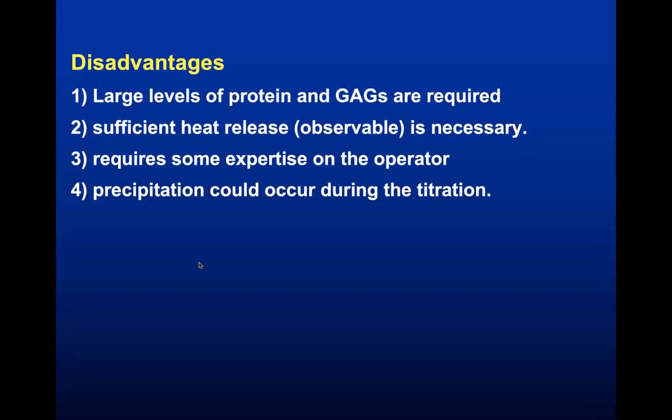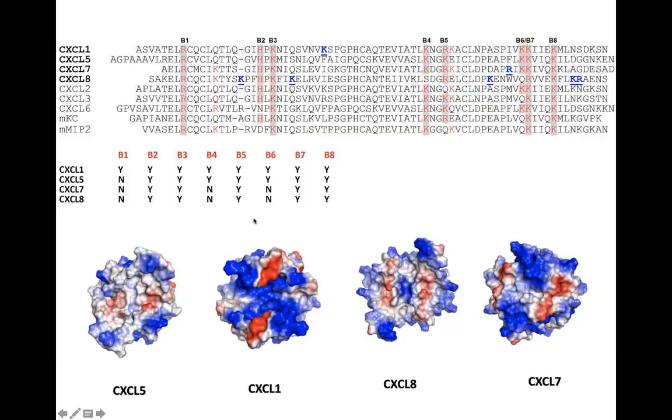We already talked about this. The disadvantages are you do need a lot of protein and GAGs are not cheap, whether you're buying commercially or making them in the lab. Having said that, depending upon the kind of questions you're asking, if the heat release is really high, you need very little protein and GAG. And you do need some expertise. You need to be extremely careful when you're doing the experiment because of precipitation issues and things of that nature. But it's very doable, and I think the information content is very high.